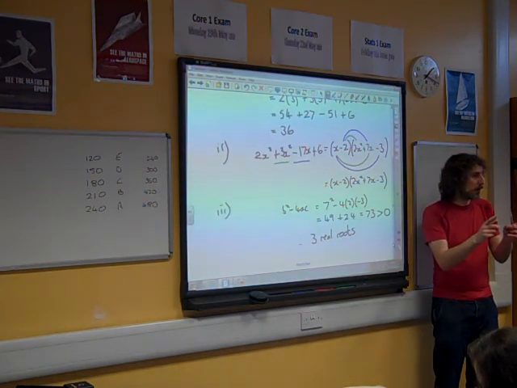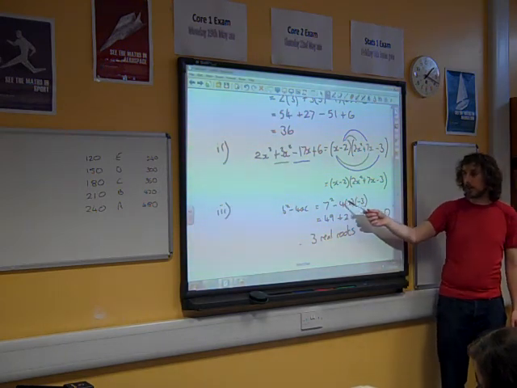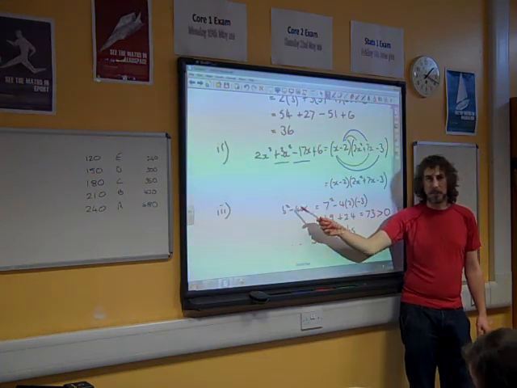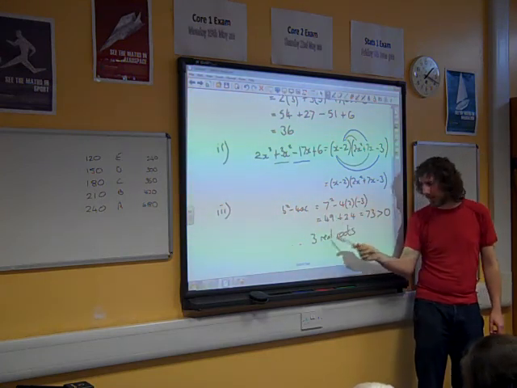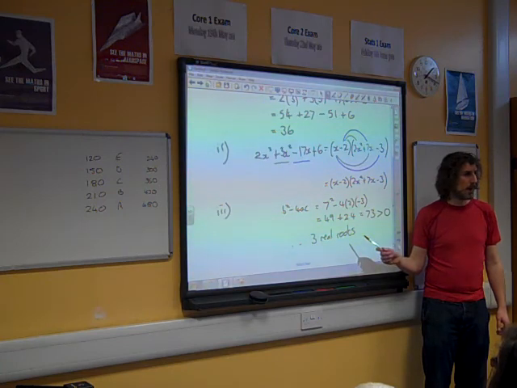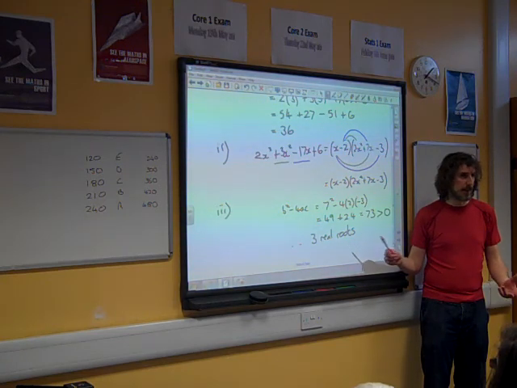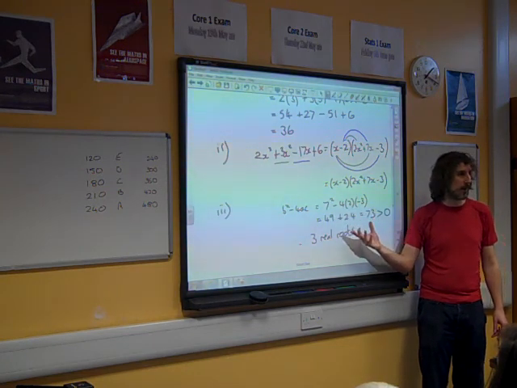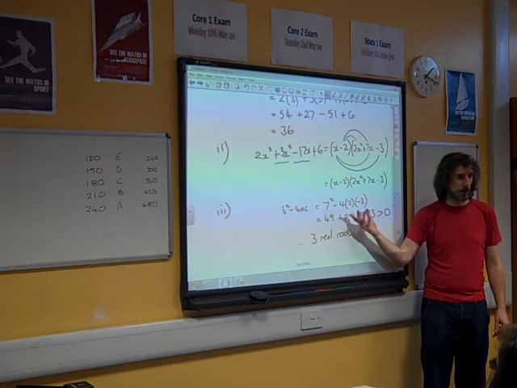Okay. One thing I want you to remember, sometimes people will just write things like b squared minus 4ac is bigger than 0, therefore 3 real roots. But the examiner wants to see that you have actually done the calculation. So it doesn't take long to do it, actually.